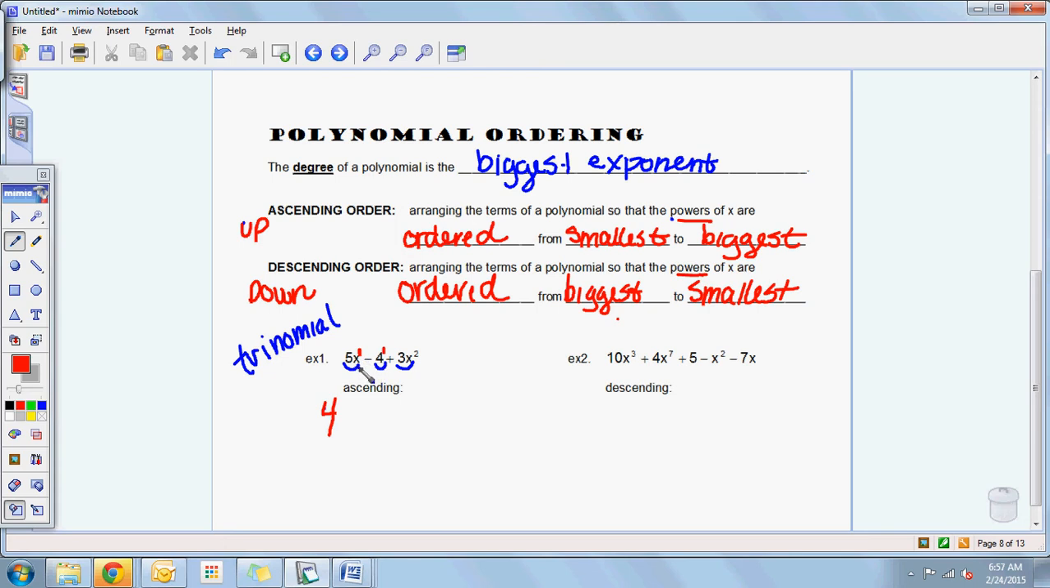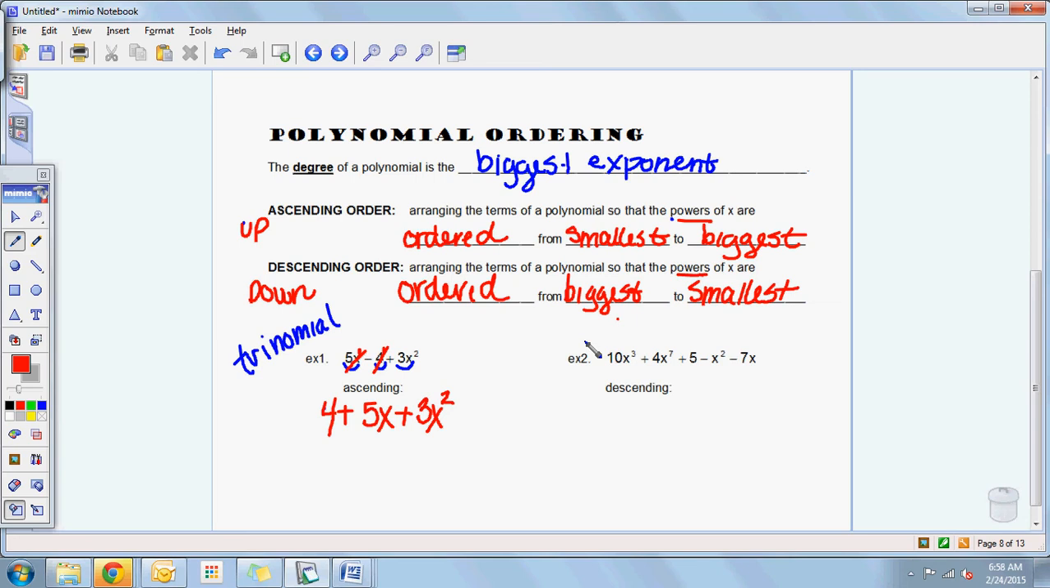So I have 5x to the first, so I'm going to put whatever sign is in front. So it would be plus 5x to the first power. So that's gone, that's gone. All I'm left with is 3x squared. That is my biggest value, so that's going to be last. I'm going to take the sign in front, so plus 3x squared. This is in ascending order, smallest to biggest. Okay? Remember, it has nothing to do with those coefficients.